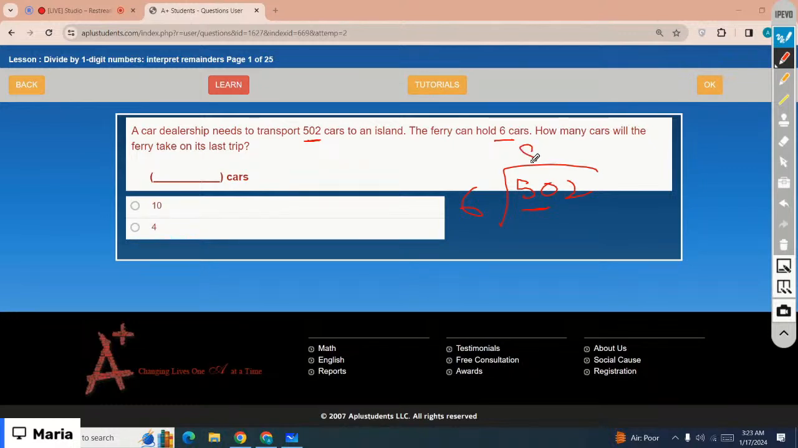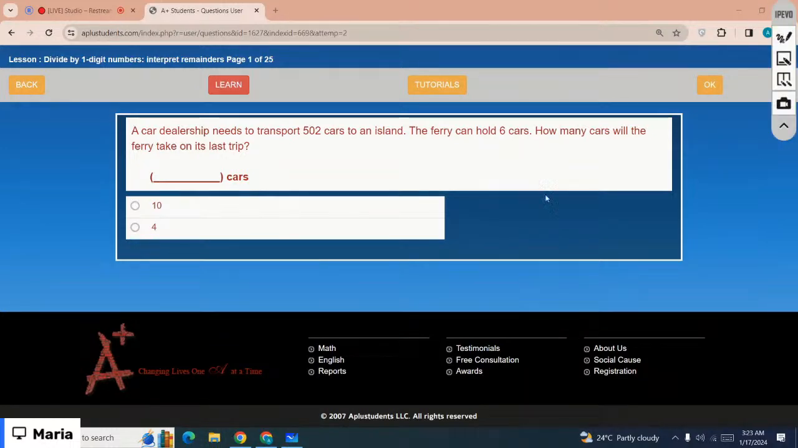So 6 times 8 is 48. 6 times 3 is 18, right? Here you have 4. That means the last time the ferry takes 4 cars. The correct option is 4. Got it? You have to divide and look for the remainder. The correct option is 4. Got it?